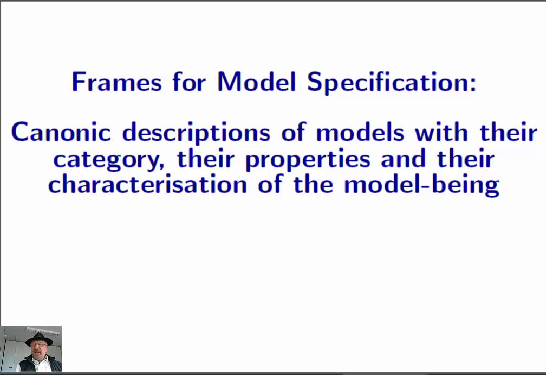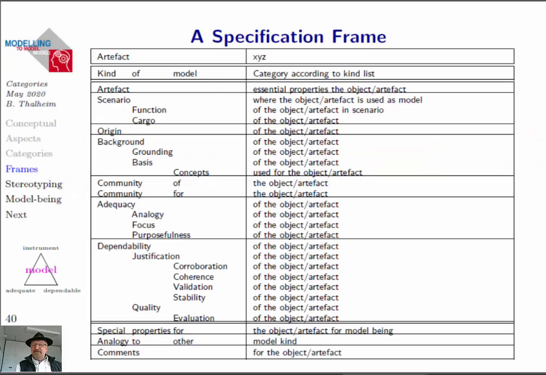And of course, in this case, we will have a characterization of the model being. One specification frame could be given an artifact, whatever it is, or a thought, or maybe some object. Then we can say, okay, fine, according to our analysis, we might conclude that the kind of model we consider is some, maybe one or more of the categories we have been handling so far. Then we describe the artifact, we describe the scenario in which this model should have a function, and for this reason we can also somehow describe the cargo.